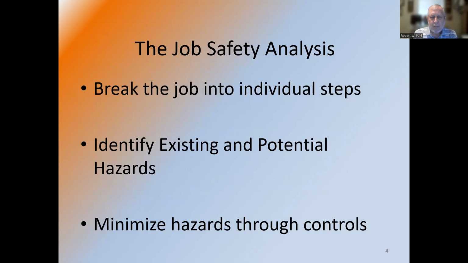So the job safety analysis is going to break the job down into individual steps. That's what you do first of all. Just a three-step process. That's pretty simple. Once you look at each individual step, you want to identify existing and potential hazards in that step, not just things that you know, but things that might happen too. And then you want to go through the hierarchy of controls and ask what controls we can use to minimize the risk from the hazards that you've identified.